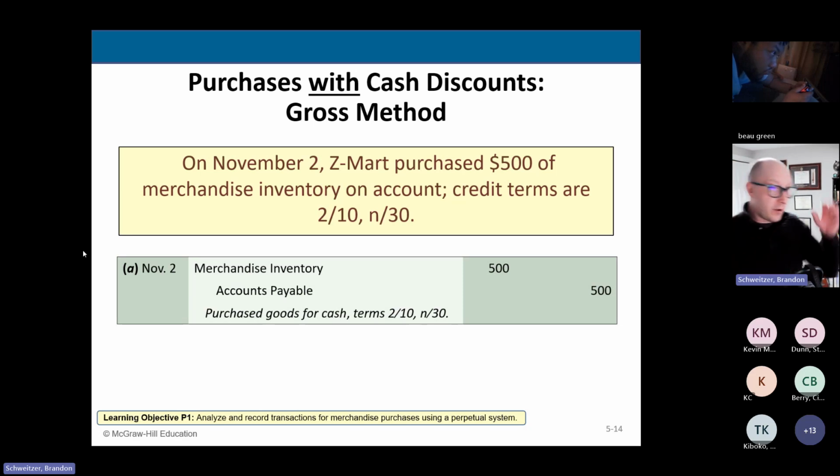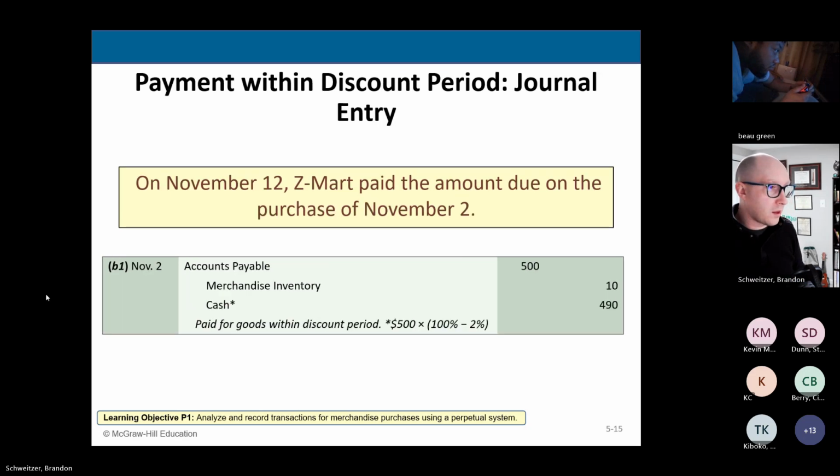Great. Okay, so here we have an example with the discount. We purchased $500 worth of merchandise on November 2. Credit terms are 2/10 net 30. We're going to try to take advantage of the discount. So we debit inventory 500, credit accounts payable 500. Now, I'm going to take advantage. I want that, save that $10, right? Dr. B is all about saving money. So we're going to save some money. So we're going to pay them within that first 10 days.